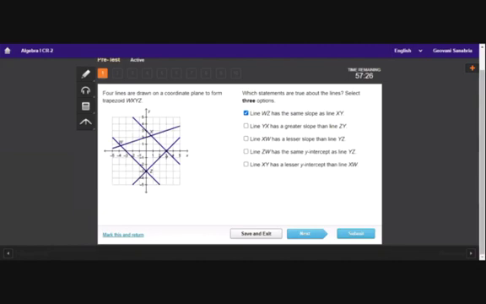Let's see. XW has a lesser slope than YZ. What do you think on that? I agree, just by looking at it. YZ is steeper. Do you see that YZ is more steep? If you're climbing from left to right, it would be harder to go up YZ. It'll be easier to go up XW. So XW is a lesser slope.